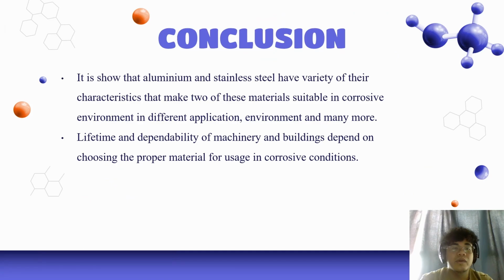Thank you. So we go to the last content, which is the conclusion, as my team members presented. We can know that aluminum and stainless steel have a variety of characteristics in terms of physical properties, mechanical properties, and microstructure, and the fabrication method and the application. As we know, these two materials are really suitable in any corrosive environment. So the benefit is that the lifetime and durability of machinery and buildings will last long.